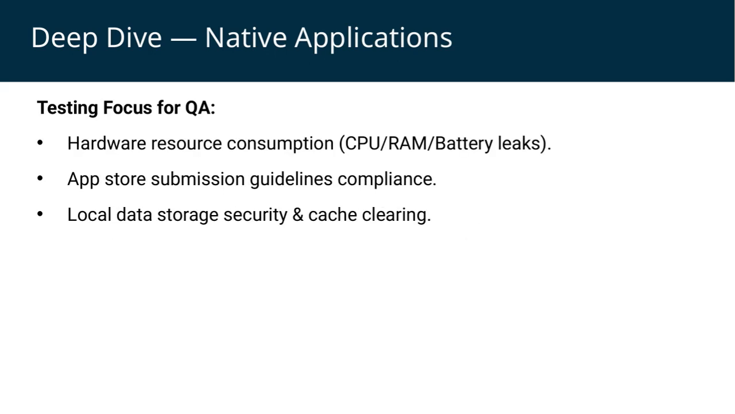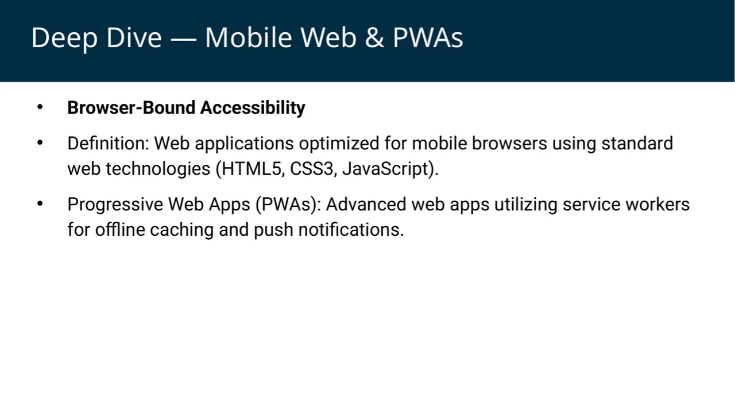When we talk about testing focus for quality assurance, there are a few critical areas we need to zero in on. First, hardware resource consumption, making sure the app doesn't hog the CPU, drain the battery, or leak memory. Then, compliance with App Store submission guidelines, a must to get your app approved. We also look closely at local data storage security and how well the app clears its cache. This slide takes a deep dive into native applications, where these concerns really come into play.